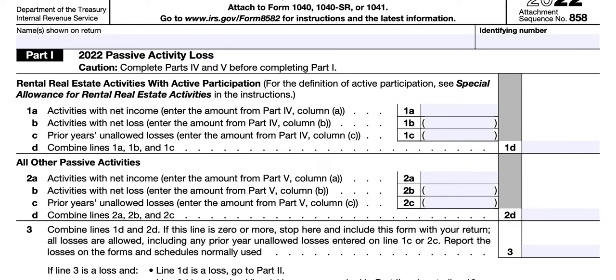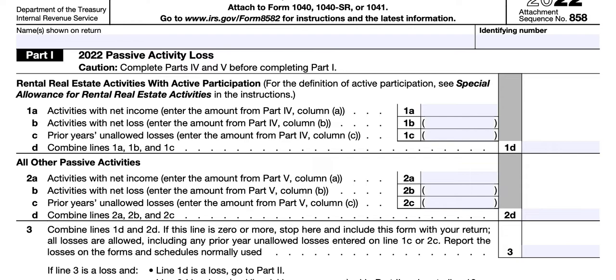If you are married filing a separate return, you lived apart from your spouse all year. If you have no current or prior year unallowed credits from a passive activity. If your modified adjusted gross income was not more than $100,000 or $50,000 for married taxpayers filing separate returns. Or you do not hold any interest in a rental real estate activity as a limited partner or as a beneficiary of an estate or trust.